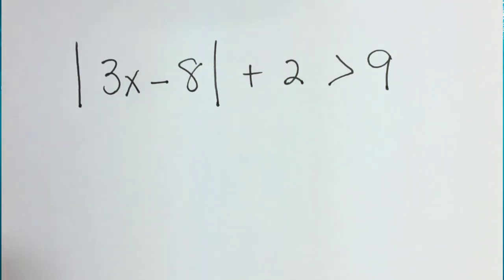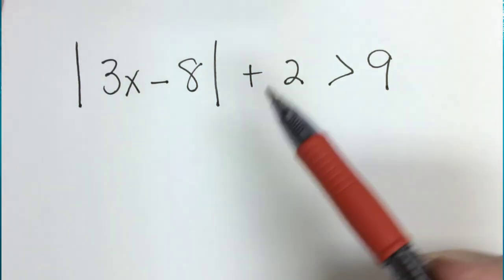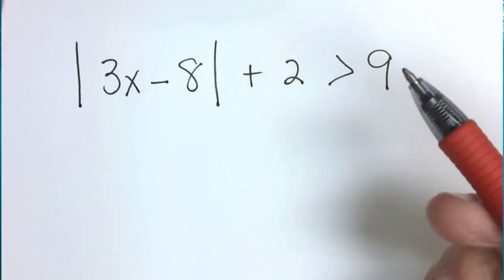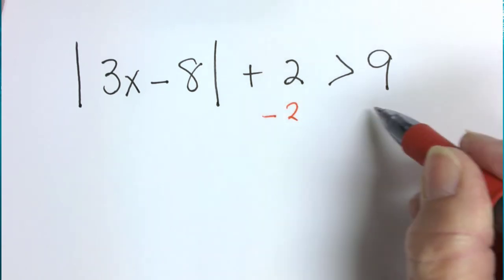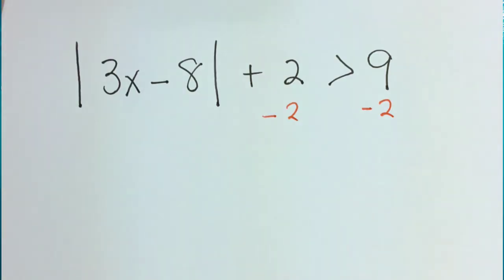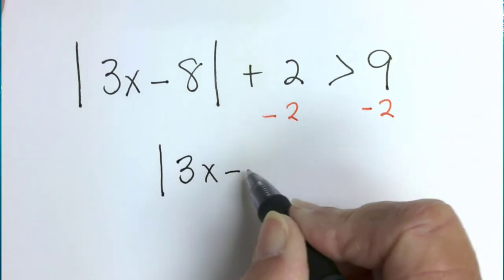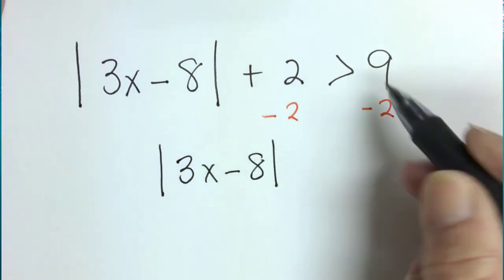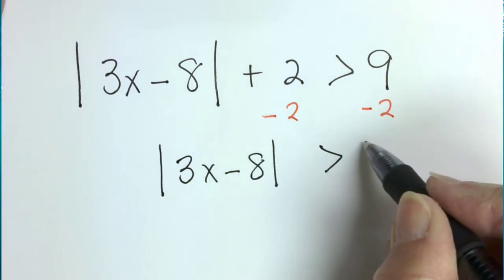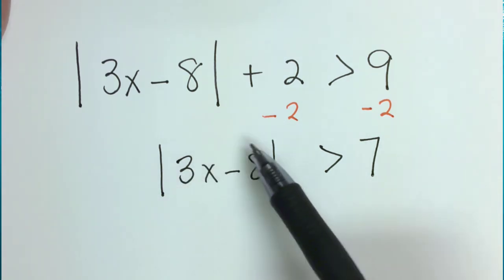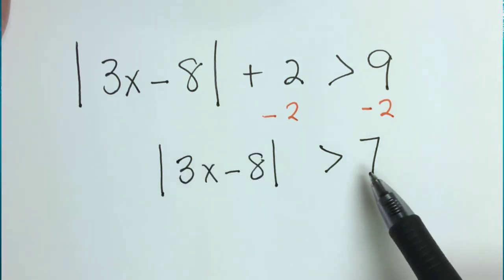We're going to do two inequality problems that weren't worked out on your other video. So, first of all, we're going to isolate this absolute value. Subtract your 2 from both sides. So we have the absolute value of 3x minus 8 is greater than 7. So this is the distance from 0 is more than 7 spaces.